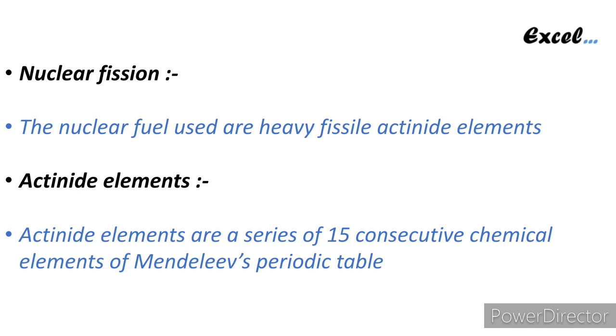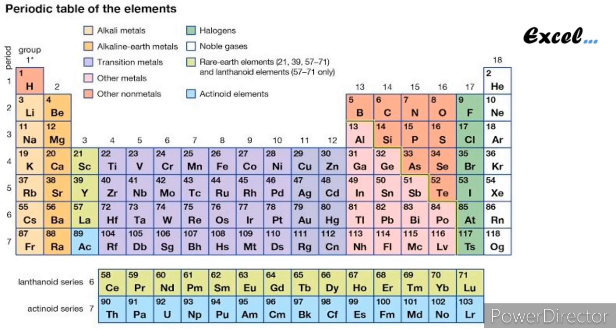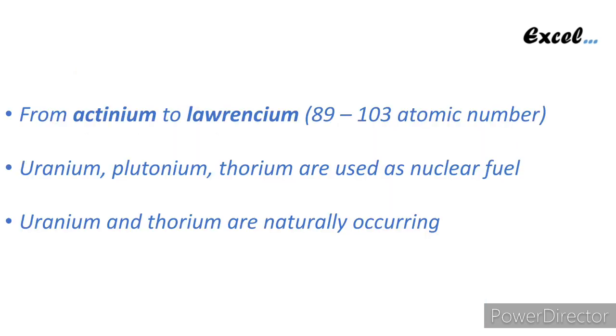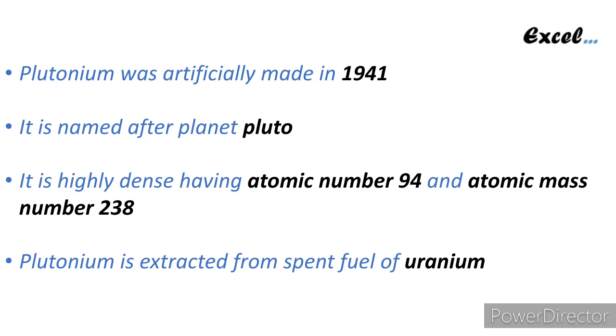Actinide elements are a series of 15 consecutive chemical elements of the periodic table of Dmitri Mendeleev, from actinium to lawrencium, atomic numbers 89 to 103. These are significant for their radioactivity. As seen earlier in this video, radioactive elements can generate high electricity. Uranium, plutonium and thorium are nuclear fuels. Uranium and thorium are naturally occurring, while plutonium was artificially made in the year 1941. It is named after the planet Pluto.